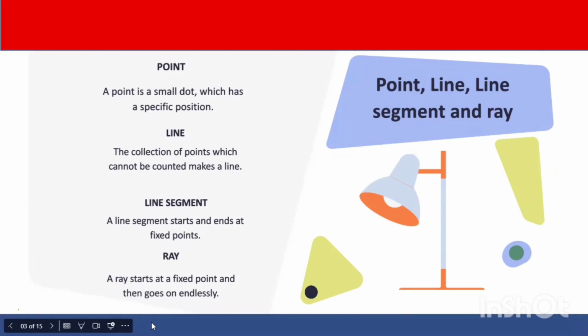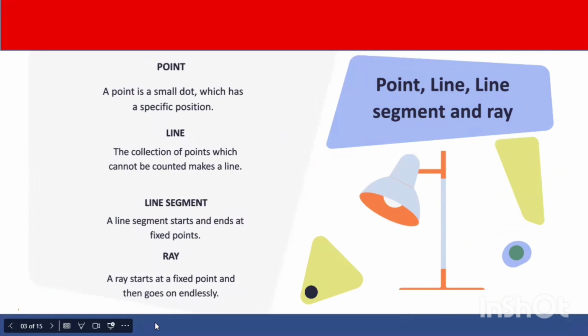Now, what is a line? A straight path that goes on forever in both the directions. We draw arrows on both the ends to show it never ends. The collection of the points which cannot be counted makes a line.